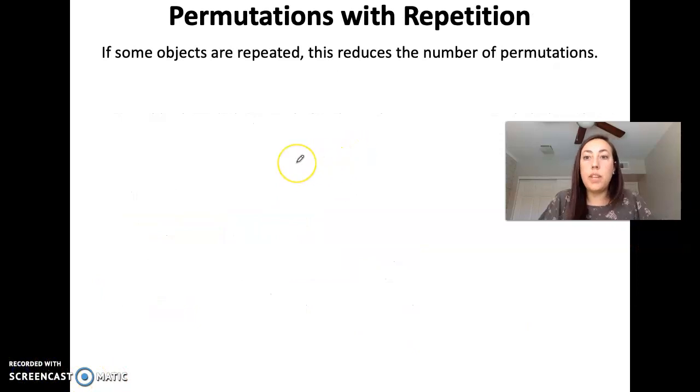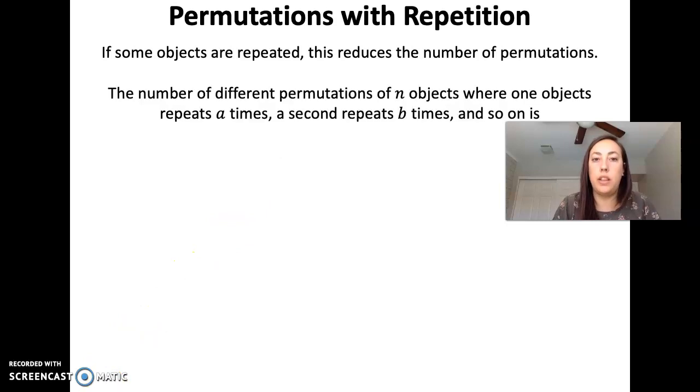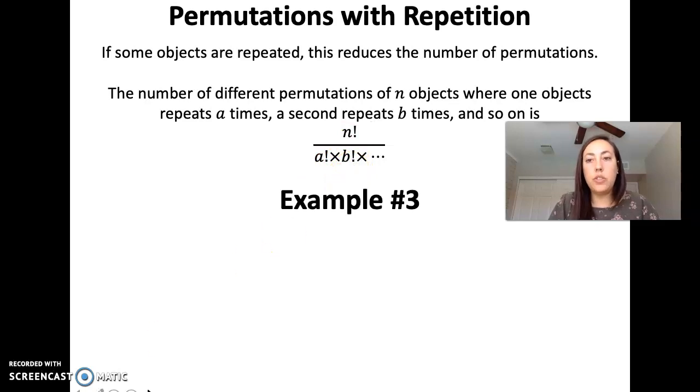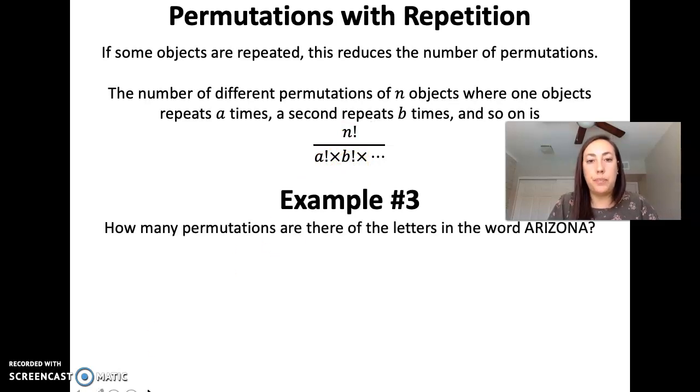All right, so sometimes we order objects where we have repetition, okay? We have objects that repeat multiple times. So this is going to reduce the number of overall permutations, and it's going to change your formula a little bit. So say that we have n objects and one object repeats a times, another object repeats b times, and so on. Your formula is going to look like this. You have your total number of objects on top, and then on the bottom you have those repeats. So let's do an example so you guys can see this.